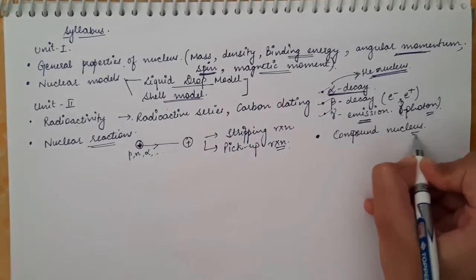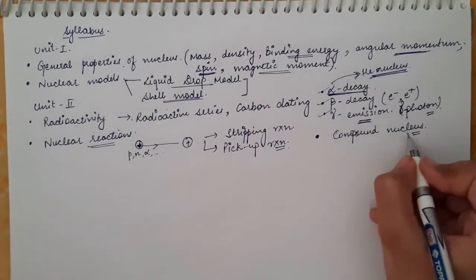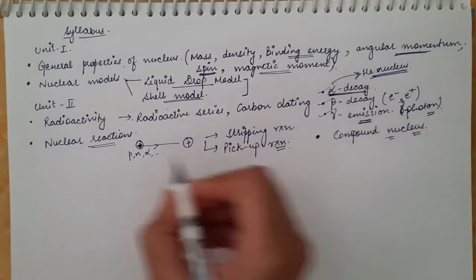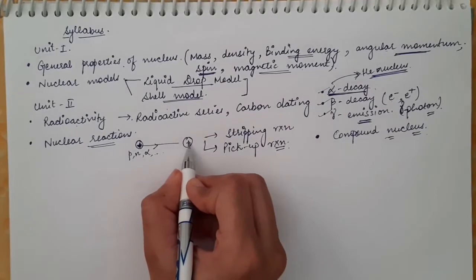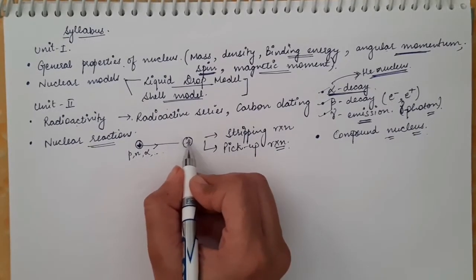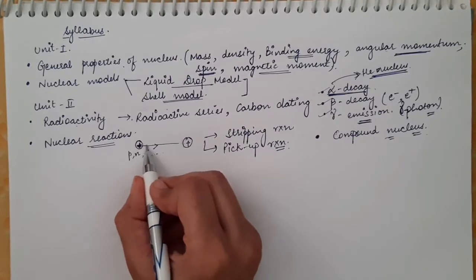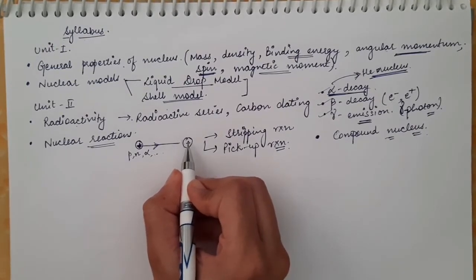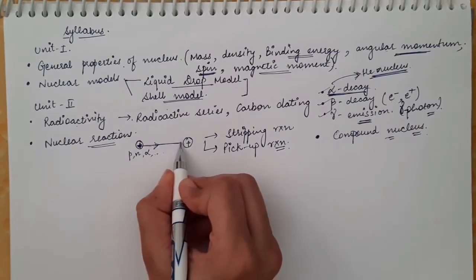So we will study the concept of compound nucleus. Now what is compound nucleus? Whenever a particle hits the nucleus, a nuclear reaction occurs. So this nucleus absorbs the incoming particle and the energy of the incoming particle. Since the particle is moving with a certain velocity and hits the nucleus with a certain velocity, this particle does have some energy.